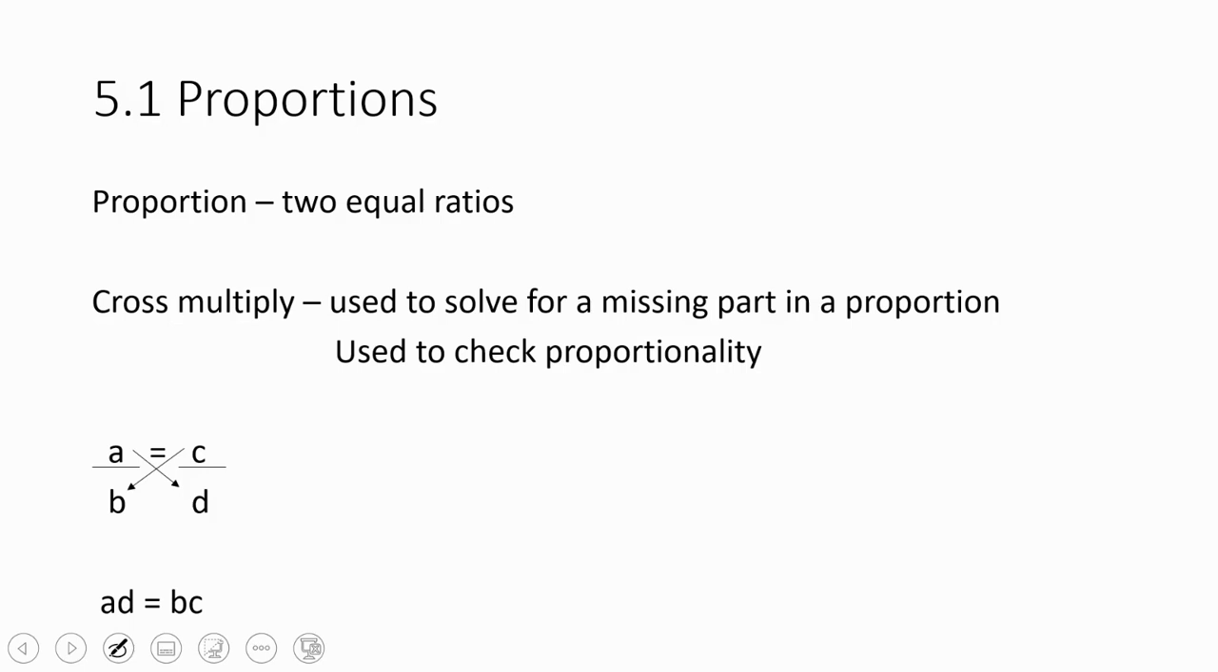A proportion is something that sets two ratios or fractions equal to each other. For example, a proportion could be 1/2 equals 4/8. That's a proportion. It's two ratios that are equal to each other. If one of these numbers was missing, to figure out what that number needs to be, you're going to cross multiply.